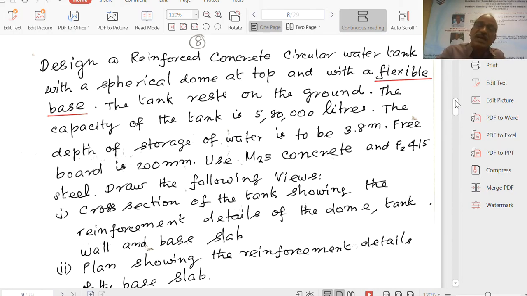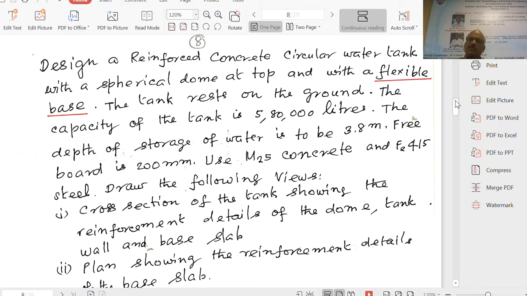So when the tank is with a flexible base, the tank will be subjected to only hoop tension. The water pressure diagram is a triangle having W into H as the pressure at the bottom. That will be acting as P in the side wall, in the circular wall. It will be acting as a lateral pressure. P into D by 2 will be the hoop tension. PD by 2 is the hoop tension. Right?